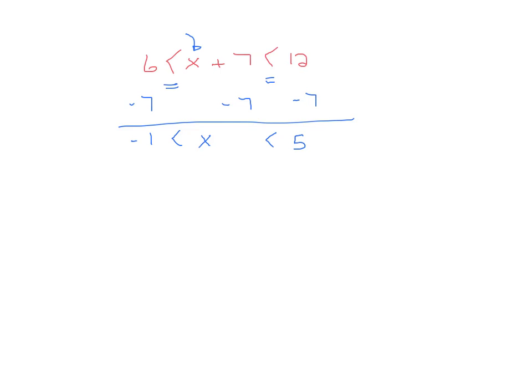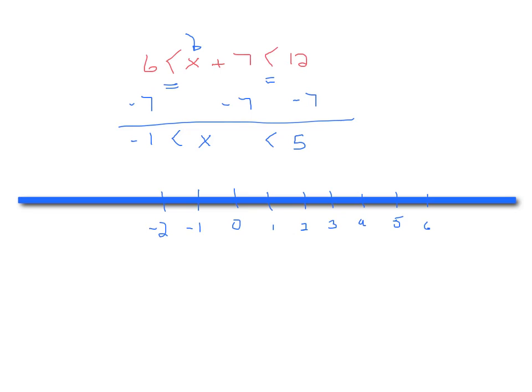So what does this look like on the number line? I like thinking of this as just a physical thing. So x is in between -1 and 5. We're looking for all the numbers that are in between -1 and 5. Graphically, it is all the numbers in between -1 and 5.